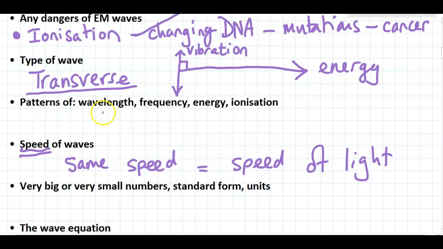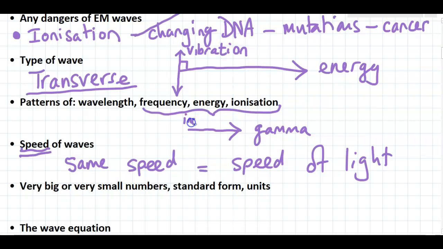Okay, and in our diagram we've seen the patterns of wavelength getting smaller towards gamma rays, frequency getting higher towards gamma rays, energy getting bigger towards gamma rays, and ionization being more at the gamma ray end of the spectrum. Okay, so frequency, energy, and ionization, these three all get larger towards the gamma ray end of the spectrum.